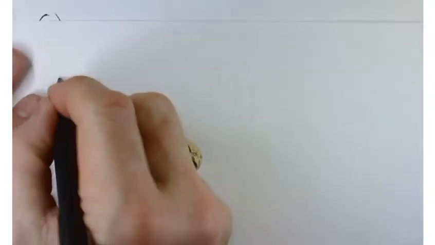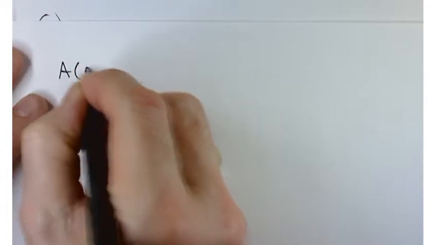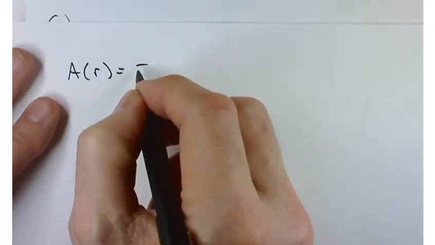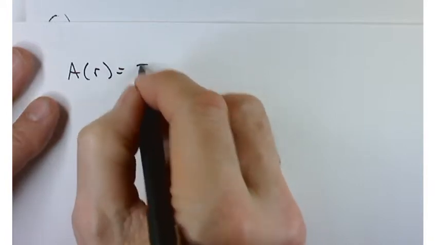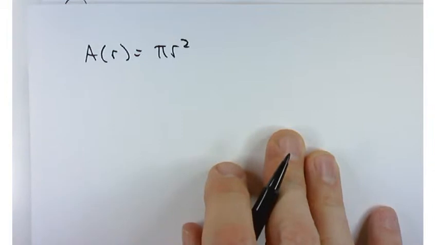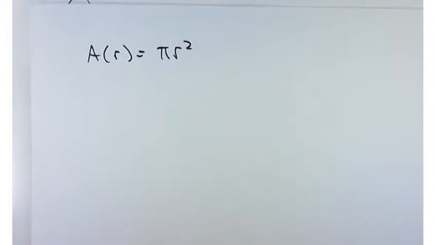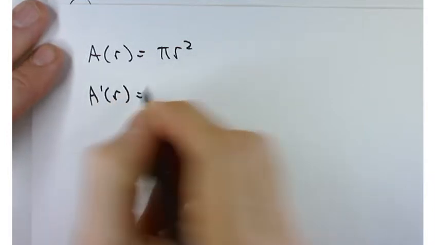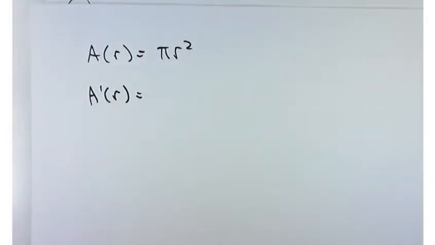What's the formula for the area of a circle? Now, come on, make me look good. Yeah, there you go. Pi r squared. Now, let's think about the derivative. When you differentiate something, it tells you how something is changing. So if I found A prime of r, it's telling me how the area of the circle is changing.